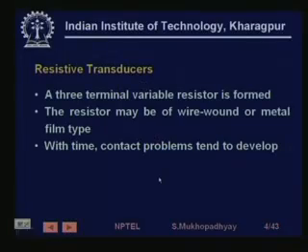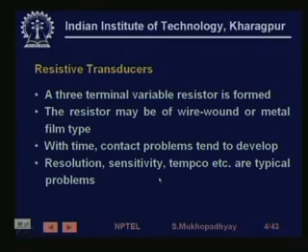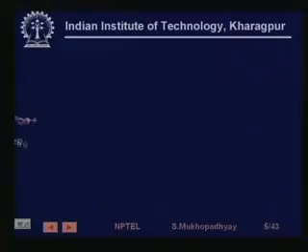So, you have, for example, resolution, sensitivity, and temperature problems. The sensitivity may actually depend on how much current you are sending through these resistances. If you send too much current, the temperature of the wire will rise. So the resistance change will now be affected by what is known as self-heating error. So these transducers, although they are cheap, are often affected by such problems.